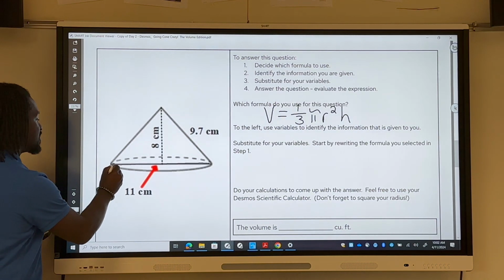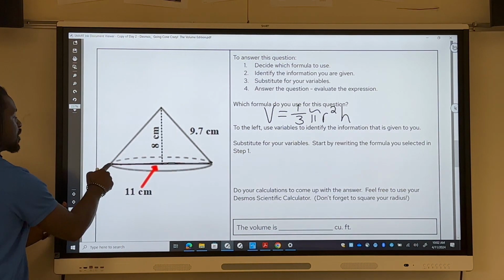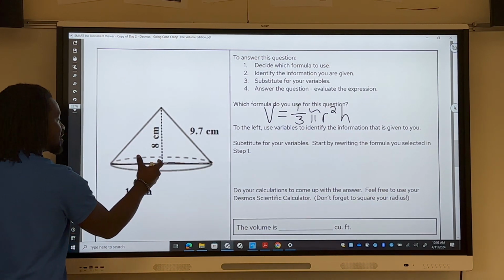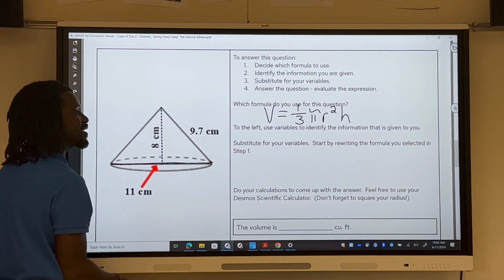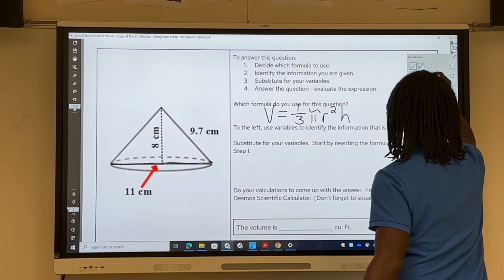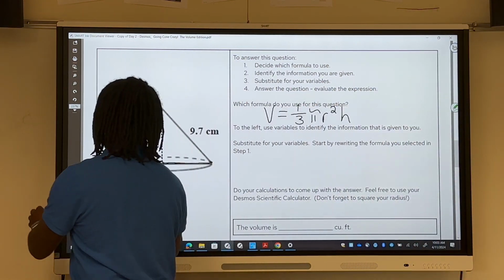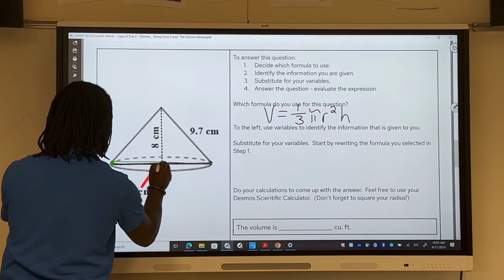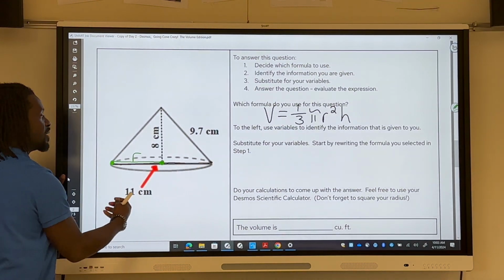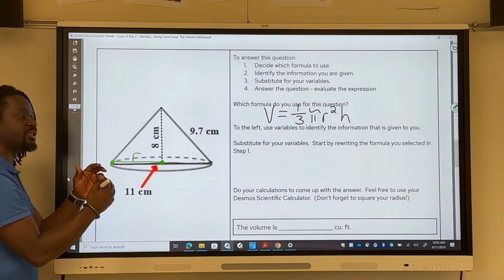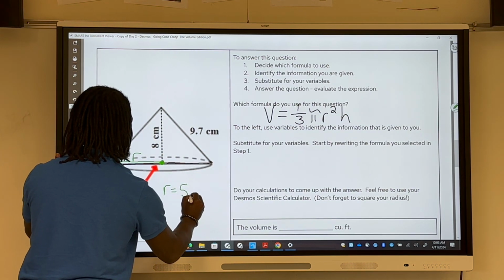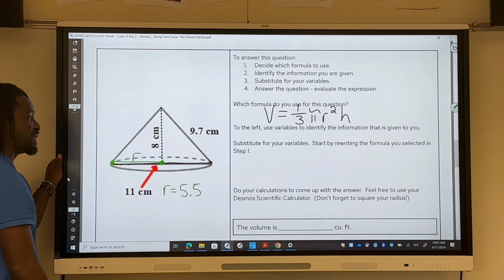Okay, again, friends, the radius is when it goes from the outside of the circle to the middle. Okay, but this goes from one side to the other side. So what I got to do to find my radius is I have to cut that in half. Okay. So my radius would be half of this. Right. So half of 11, I take 11 divided by 2, or just cut it in half. That would be 5.5. So my radius is 5.5 here, because that's half of 11.